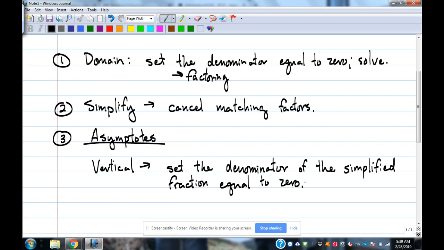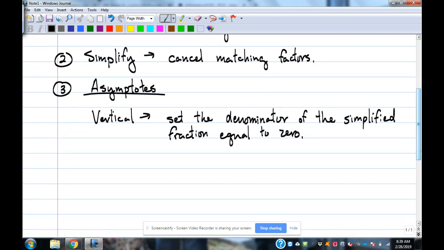So your domain, if nothing cancels out, what x cannot be, are the same things as what your vertical asymptotes are going to be. If you have something cancel out, you may have only part of your x restrictions as your vertical asymptotes. So the numbers that you see in the vertical asymptotes and the numbers that you see in the domain should always kind of match up. Your vertical asymptotes will have the same or fewer restrictions on x as the domain. So vertical asymptotes are the first thing that you would want to find because it's the easiest thing to do.